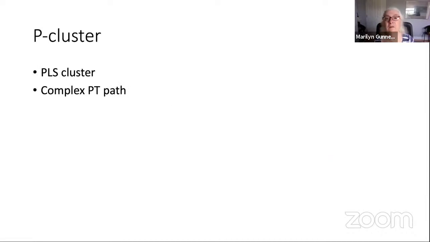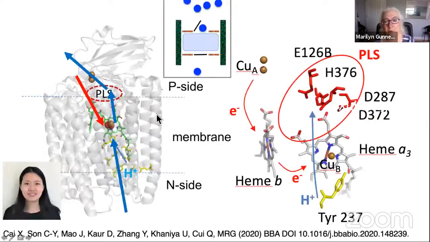Okay. So now I want to talk a little bit about a cluster of proton loading sites and a complex proton path. Let's look at this. This is actually a slightly different cytochrome oxidase, but very similar. And it's basically got 6 residues.